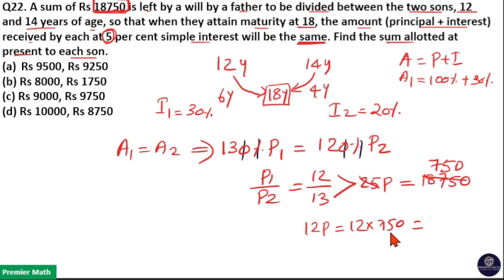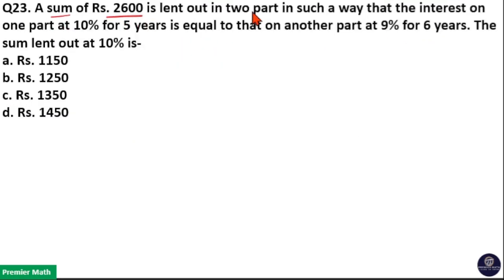So 7500 plus 1500 is equal to 9000. Then 13 parts is equal to 13 into 750, which is equal to 9000 plus 750, 9750. So option C is your answer. Here this is simple interest. That's why interest is 6 into 5, 30% and 4 into 5, 20%, because simple interest is same for every year.